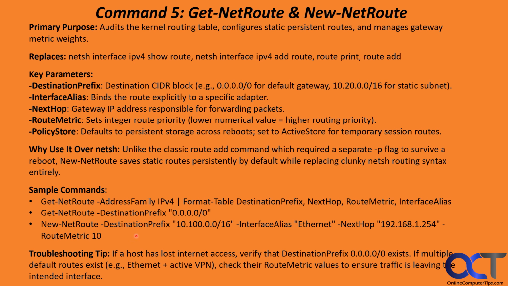All right, so troubleshooting for this. So if a host has lost internet access, you can verify that the destination prefix right here exists. And if multiple default routes exist, such as Ethernet and an active VPN, check the route metric values to ensure traffic is leaving the intended interface.